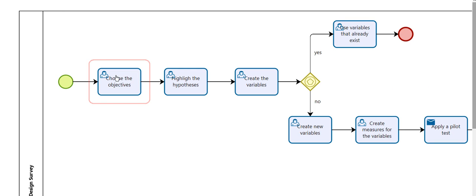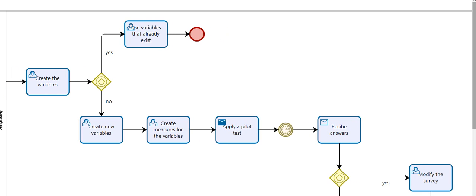To design a survey, the process begins by choosing the objectives, in accordance with the objectives at the beginning of the process. And then you highlight your hypothesis, and then you create your variables. But when you create variables, you have to verify if these variables have already been used, if these variables have already been validated. Okay, if yes, you can use them, and then this is finished. If no, you create this variable, you create the measures, how you are going to measure some phenomena.